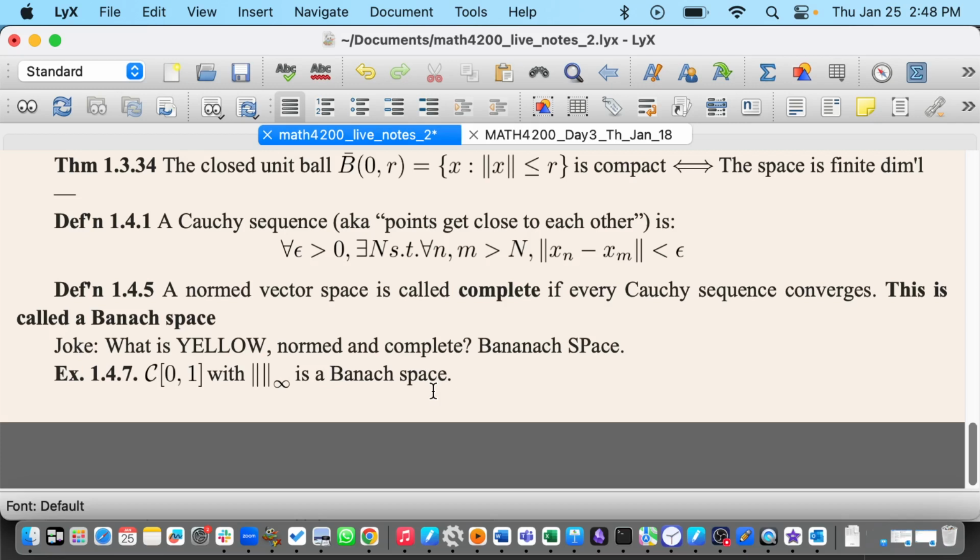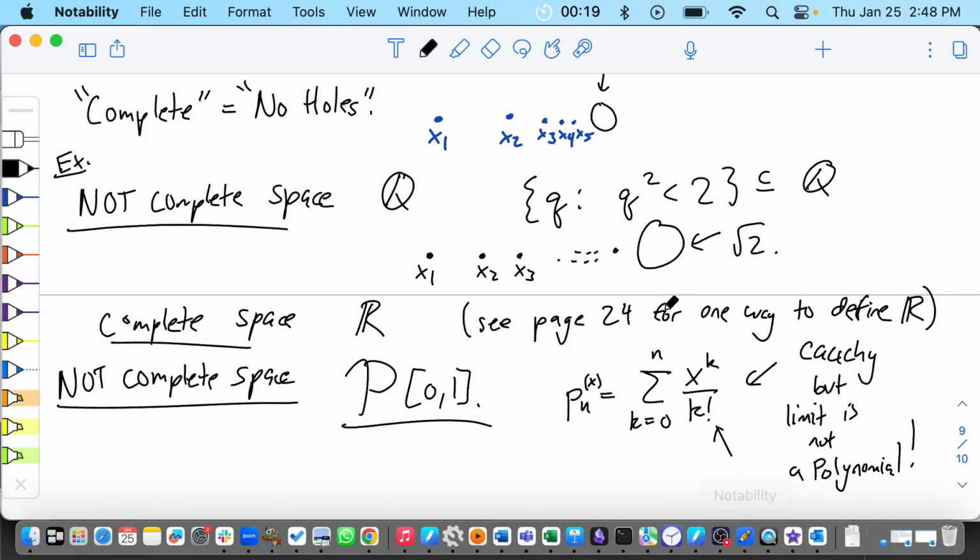Yeah? For the sequence that you gave in the rational numbers that goes towards root 2. Yes, let me find it. Where is my thing? Okay, here. Yeah.